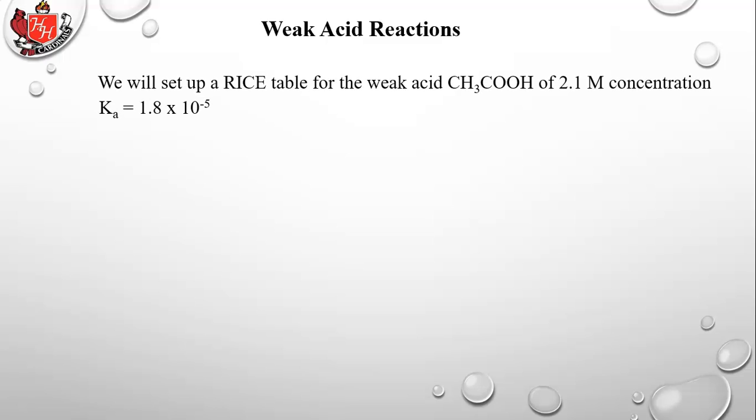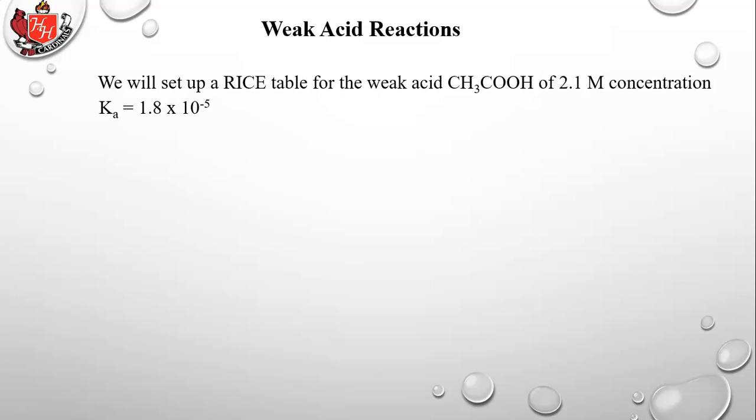Okay, now we're going to do a weak acid. A weak acid is one that doesn't totally dissociate. That means it's a reaction that's not going to go all the way from reactants on the left to products on the right. It's going to go somewhere in between and then come to a stop. The purpose of these problems, where you need a RICE table, is to figure out what those concentrations are. So we're given this information.